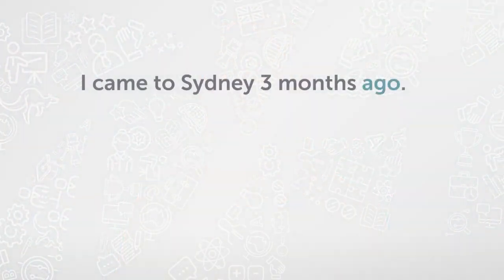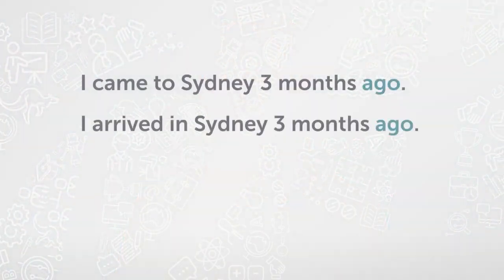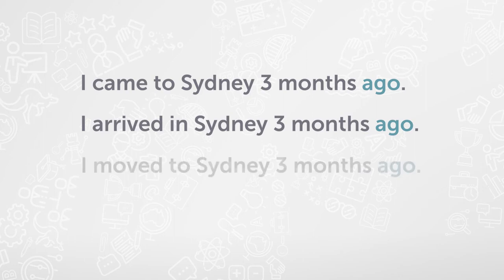So now we know the difference between for and since, but what about ago? This one's a little bit different. I came to Sydney 3 months ago. I arrived in Sydney 3 months ago. I moved to Sydney 3 months ago. What's the difference here?